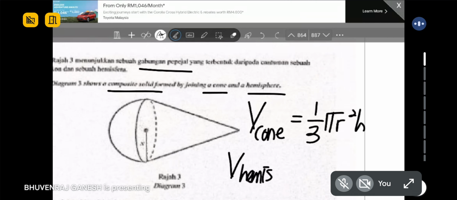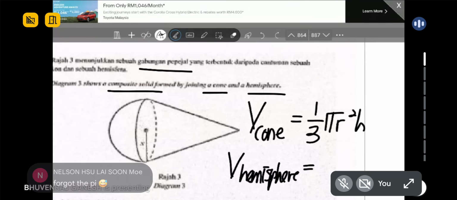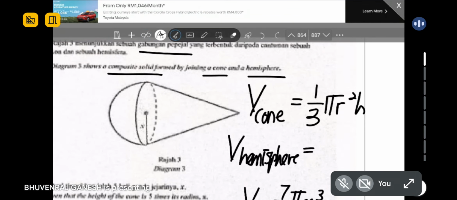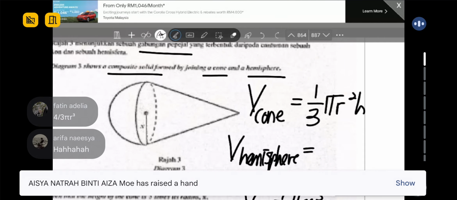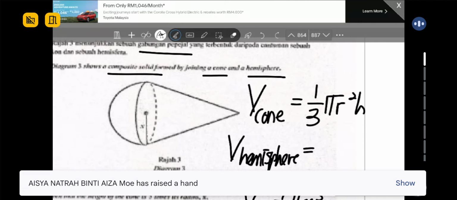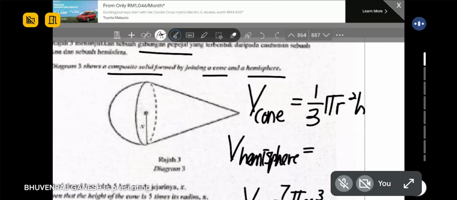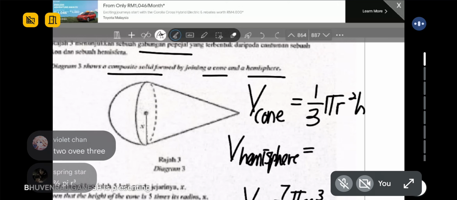Volume of hemisphere. Do you guys still remember? What is the formula? This one is a bit hard. Anyone got an answer or not? Before I tell, I want the full formula, guys. Not just 4/3. It's still not full. Don't search for the answer, guys. Try to tell me based on what you understand. For those who say 4/3 pi r cube, right? That is for a sphere, guys. But now it is a hemisphere. I said hemisphere.